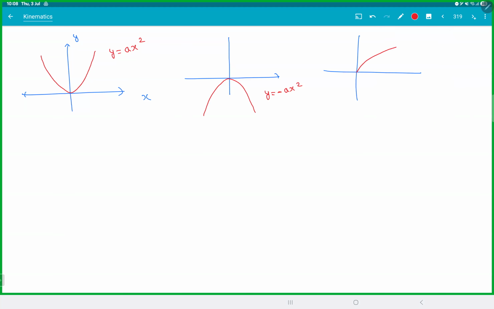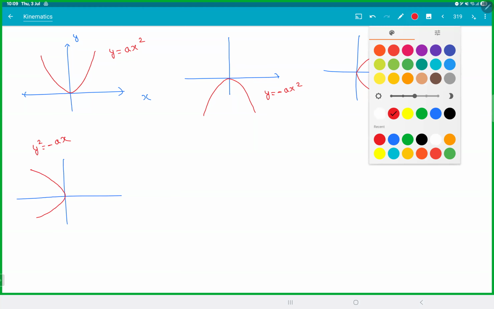If you draw like this, it is a horizontal parabola. This will be y square is equal to ax. Did you see? This becomes y square here. Or you can say, yeah, y square is equal to x. This is a horizontal parabola. If you write it like this, y square is equal to minus ax. This is a horizontal left parabola.